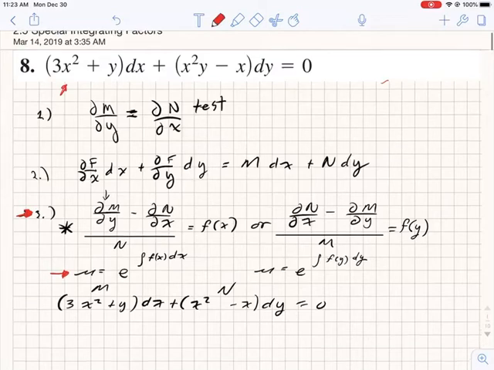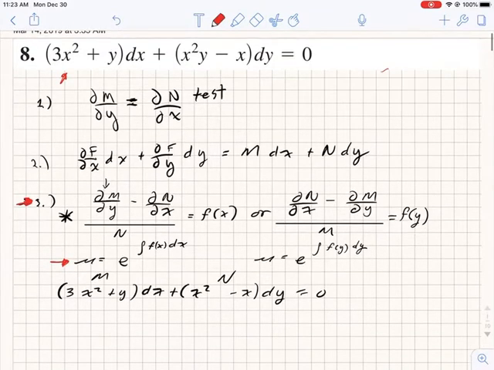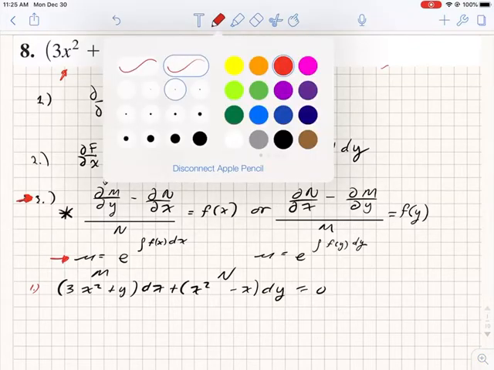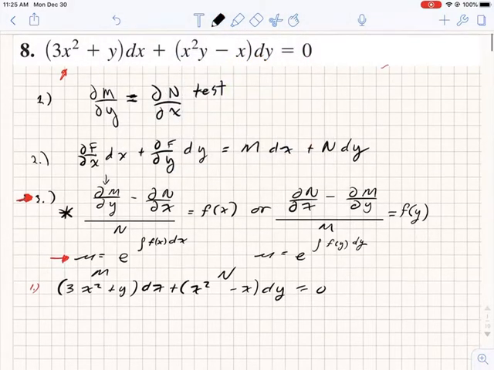So we're going to go through the emotions of seeing if it is exact, and then we're going to figure out if we can make it exact. So let's do that by starting right here with identifying our M and N.